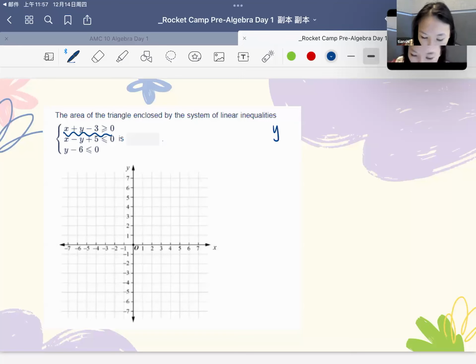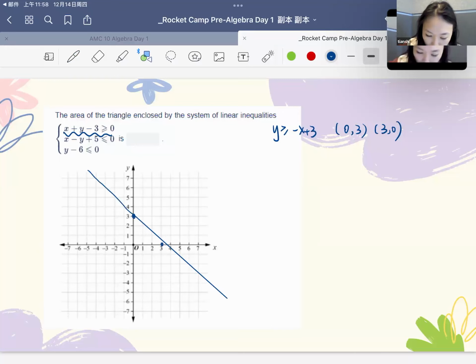After moving the terms around, we have y is larger or equal to negative x plus 3. Okay, and to graph it on the axis, right, we have to draw 2 points here. One point it passes through is 0, 3, and the other point it passes through might be 3, 0. So we can find the 2 points here and draw the graph by connecting the 2 points.